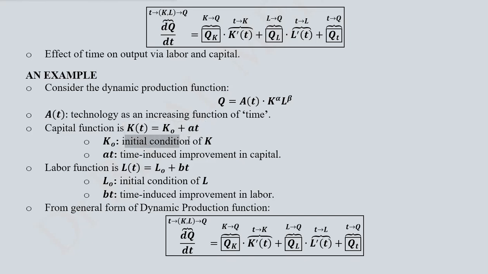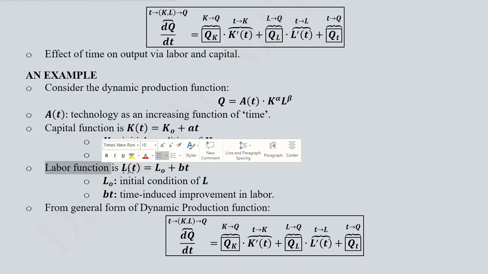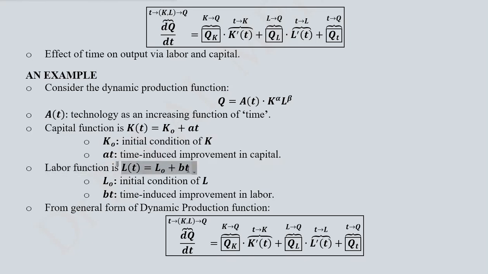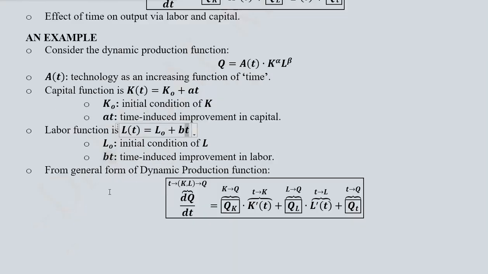This is known as the initial condition of K, that is K naught, and this is the time-induced improvement in capital. This is the labor function, and it is quite synonymous to what we have seen above: the initial level of labor and the other part, that is the induced part. So again, we have similar notations.